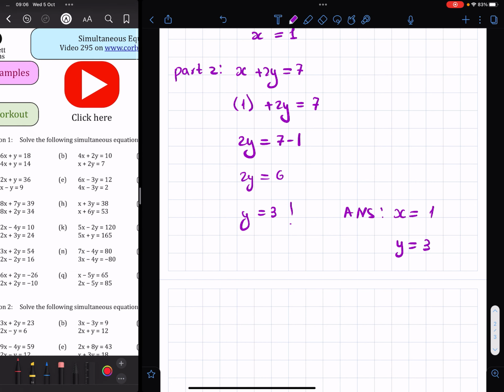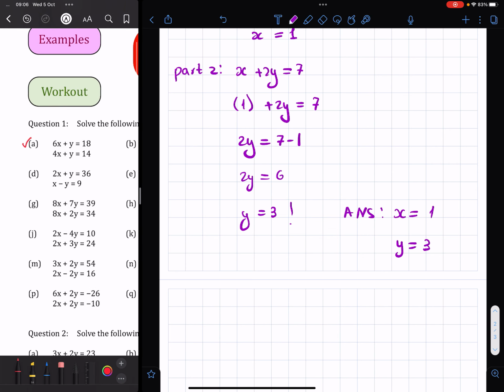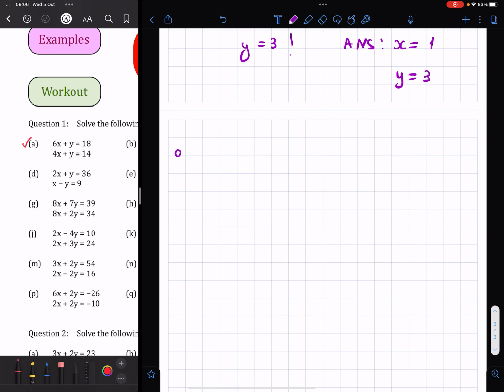Guys, what about question D? Okay, so I'm not going to go to C, just going directly to question D. On question D, we have the equation 2x plus y equals 36, and then x minus y equals 9. So I would like to solve this for x and y.